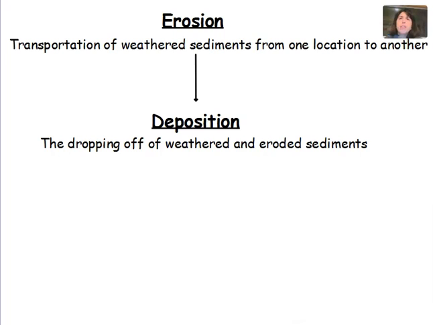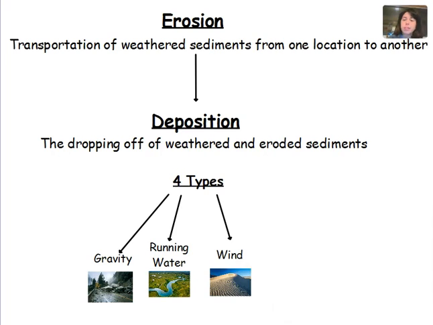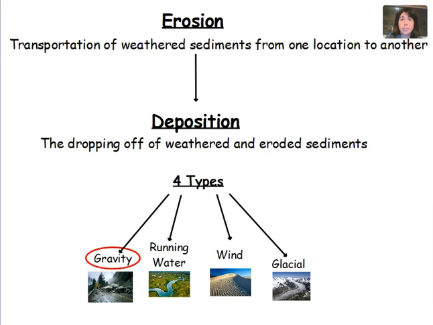Now, we're going to look at 4 ways that our sediments can be eroded and deposited. And these are the 4 that we're going to examine throughout the course of the rest of the unit. These 4 types are gravity, aka mass movement, running water, wind, and glacial, aka moving ice. This video is only going to look at one, gravity.